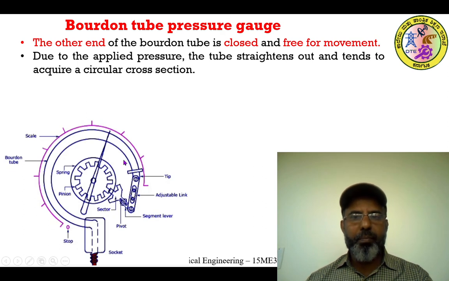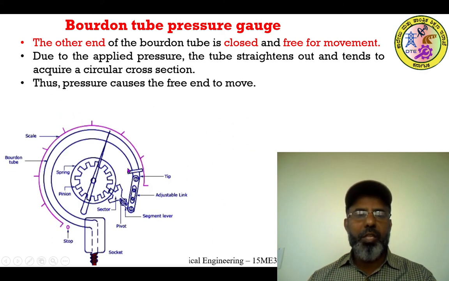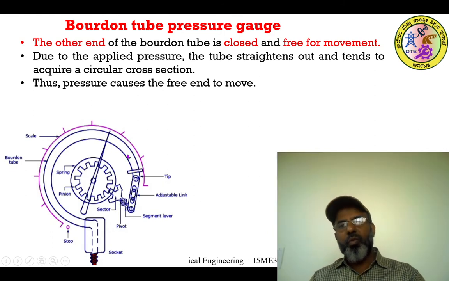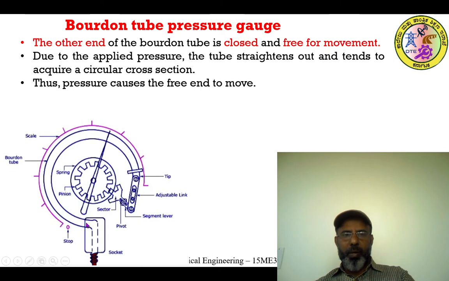Due to the applied pressure, the tube straightens out and the elliptical section acquires the circular cross section, and this pressure causes the free end to move within this distance. If you see in the fairs or in the exhibitions of children, you can see one type of spiral shaped balloon. When you blow the air, it is going to get straightened. A similar type of action is going to happen here in the Bourdon tube.